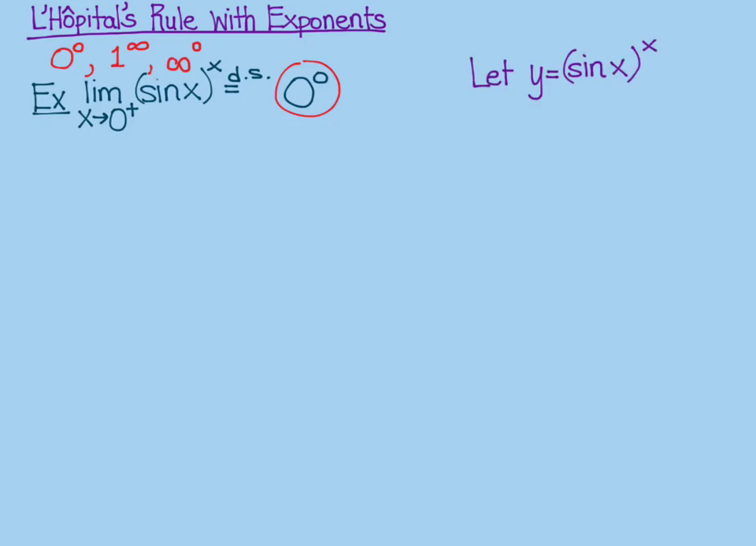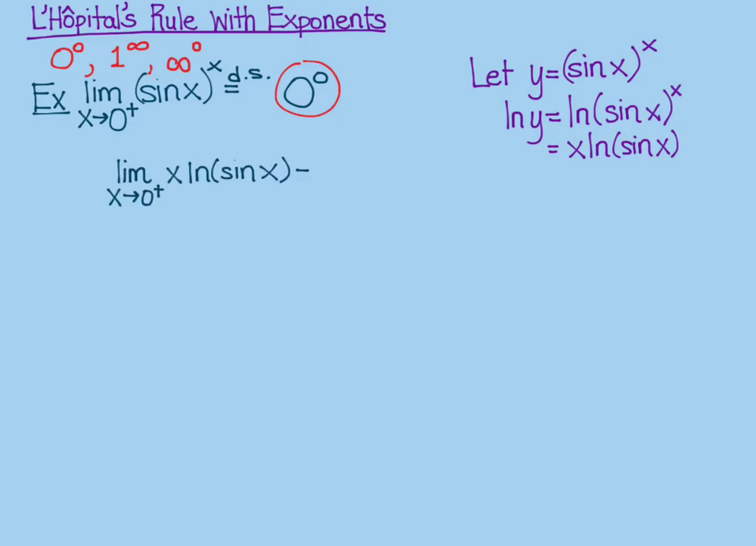So what we're going to do is look at y equals sine x to the x. We're going to try to bring this exponent down, and the way that we do that is using the natural log. So I'm going to take the natural log of both sides of this equation in order to make the right-hand side look like x times natural log of sine x. Now we're going to look at the limit as x goes to 0 of the natural log of y instead of the limit as x goes to 0 from above of y. At the end, we'll try to get rid of this natural log.